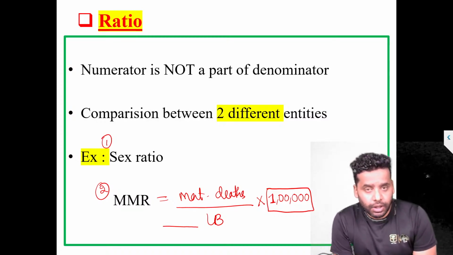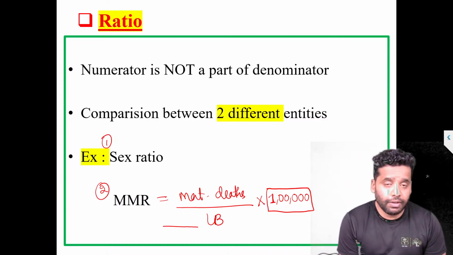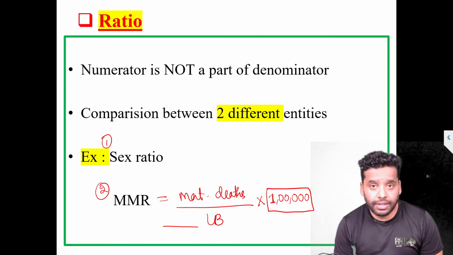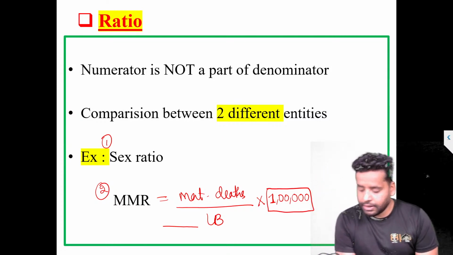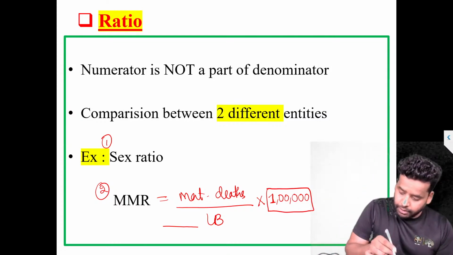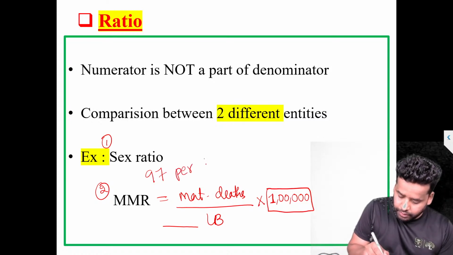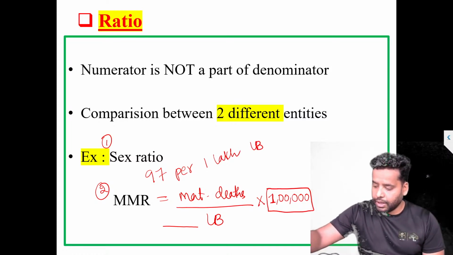I am asking. Good. 1 lakh is the multiplier. 1000 you can use, but you'll get a very less value. If I multiply with 1000, I'll be getting something like 0.97. That should not happen. We have to use 1 lakh as the multiplier. The recent value was 97 per 1 lakh live births.